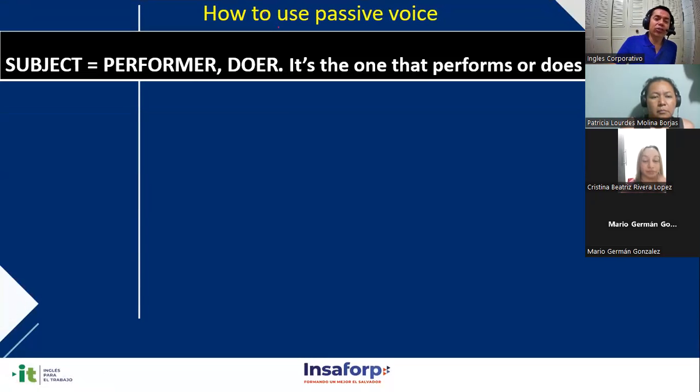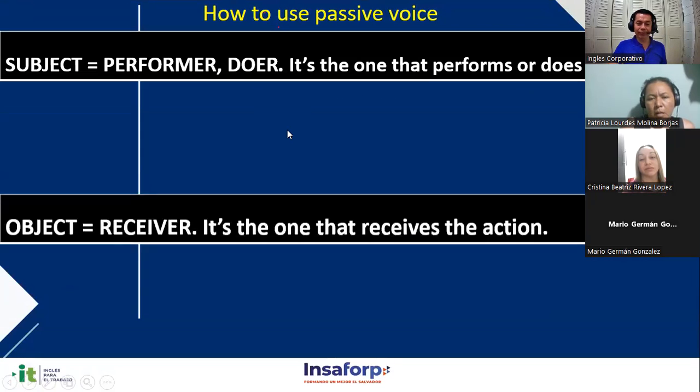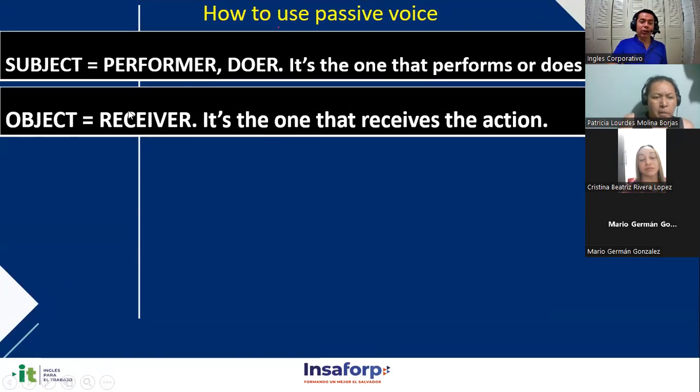So, what is the subject? The subject is the performer, the doer, right? Is the one that performs or does the action. El sujeto es el que hace la acción, right? Simple like that. El creador. And the object is the receiver. El objeto es el que recibe la acción, yes? Uno la produce y el otro la recibe, okay?